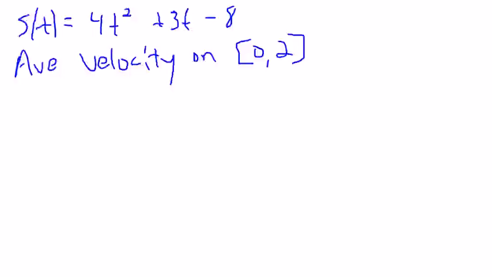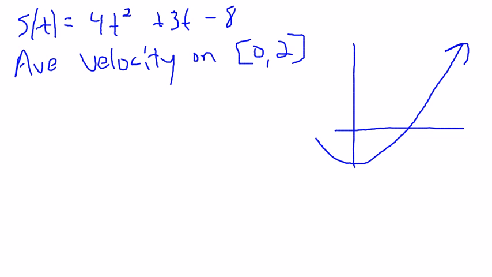So just to give you an idea of what's going on here, I've got some polynomial function. I've got some parabola actually that starts at -8 and goes up like that. And this is time, and this is inches or position. So to get the average velocity, I just want to find the slope between t equals 0 and t equals 2. So if this is 2, I want to find the slope of that line right there.